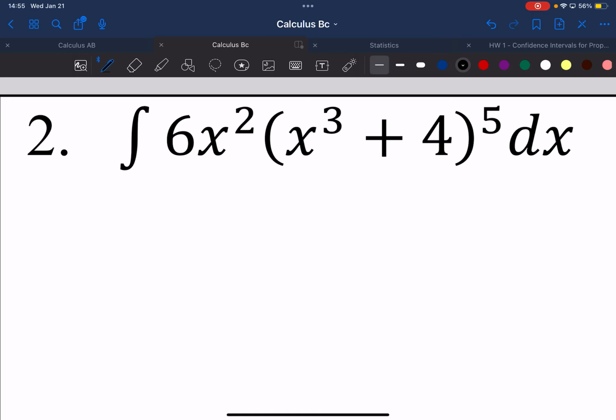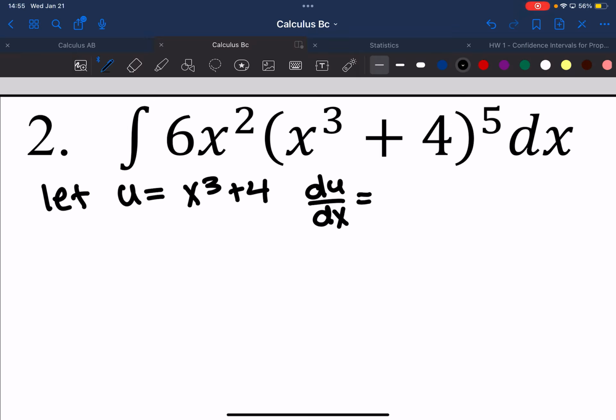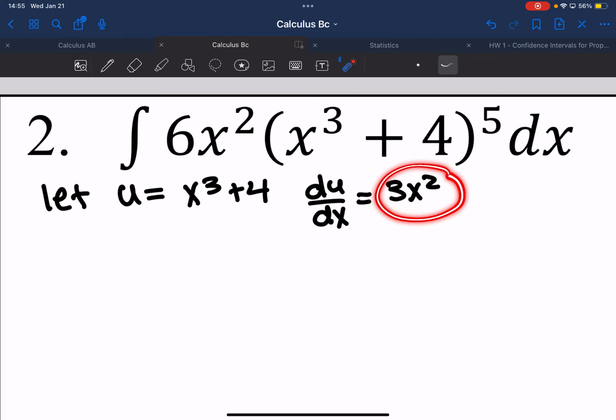Good, because that is inside. So let u equal x cubed plus 4, which means du/dx equals 3x squared. So notice this, not only did we use rule 1, where it's an inside function, we're also using rule 2. Because when we took the derivative, 3x squared is going to end up canceling out with 6x squared when we plug it back in. So we did rule 1 and rule 2 here.